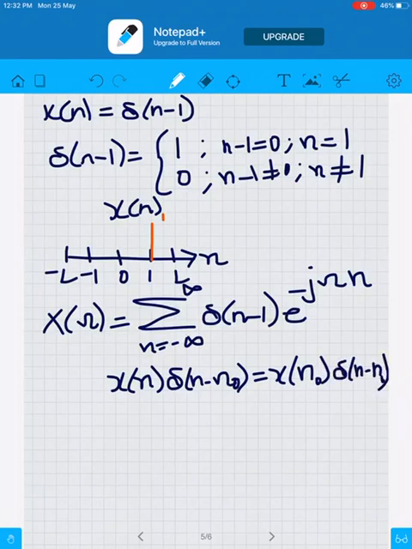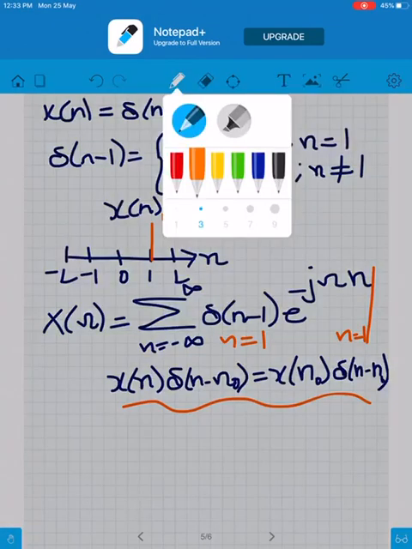Because we know that this function exists only at n is equal to 1, we have to evaluate this function as per this property. x of n into delta of n minus n naught is equal to x of n naught. So we have to evaluate x of n at n is equal to n naught, and so this function has to be evaluated at n is equal to 1. Evaluating that, we get e power minus j omega. And what is the value of delta of n minus 1 at n is equal to 1? It is 1.